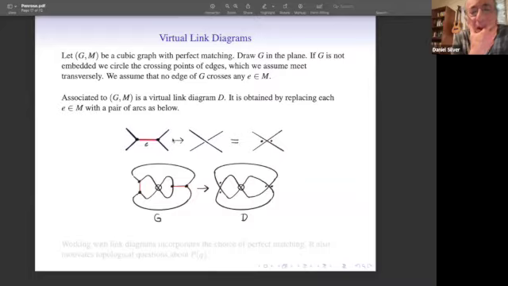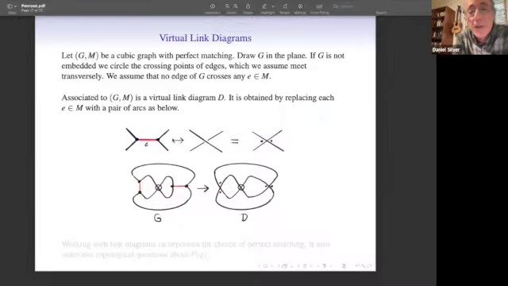All right, so let's talk about, first of all, moving into the realm of link diagrams. Let GM be a cubic graph with perfect matching. Draw G in the plane. It doesn't matter how you draw it. If G is not embedded, then we're going to circle the crossing points of edges. We're going to always assume, of course, that these edges meet transversely. And just for convenience, let's assume no edge actually crosses a matching edge of the cubic graph.